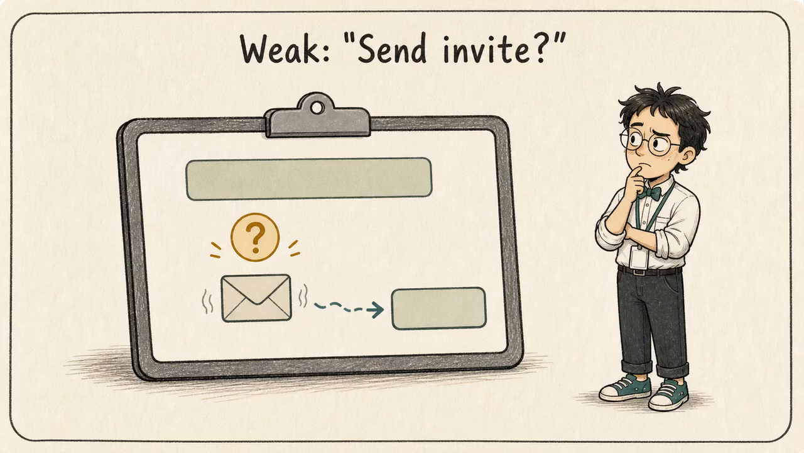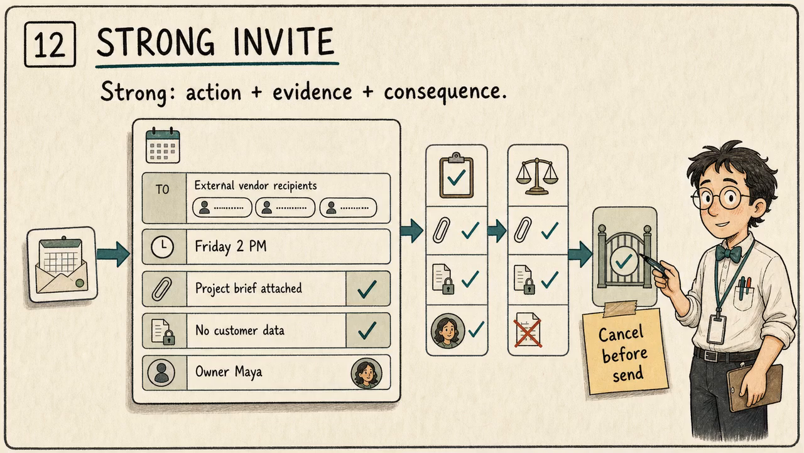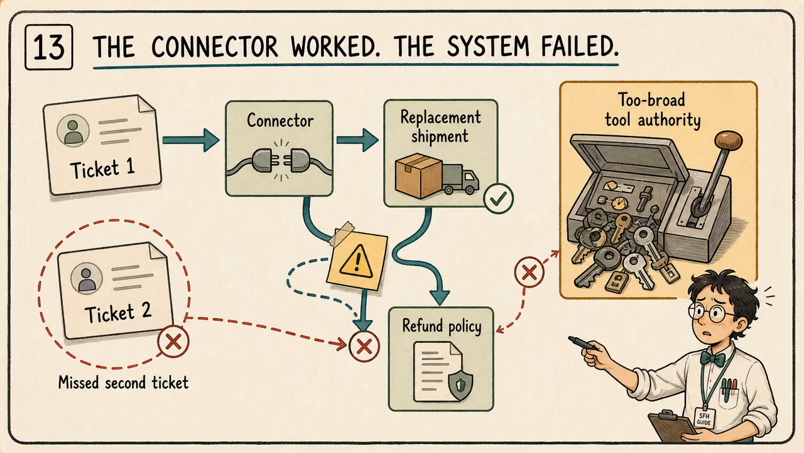A weak checkpoint says, "Send invite." A stronger checkpoint says, "Send calendar invite to 3 external vendor addresses for Friday at 2 p.m. Attach the project brief. No customer data attached. Owner, Maya. Meeting can be canceled before send." Now the human can inspect the decision. The checkpoint has become part of the work instead of a decorative pause before the work happens.